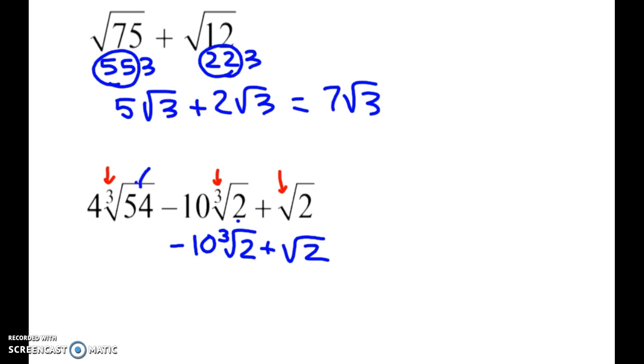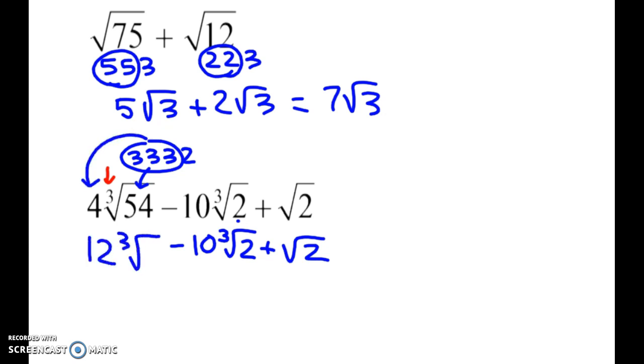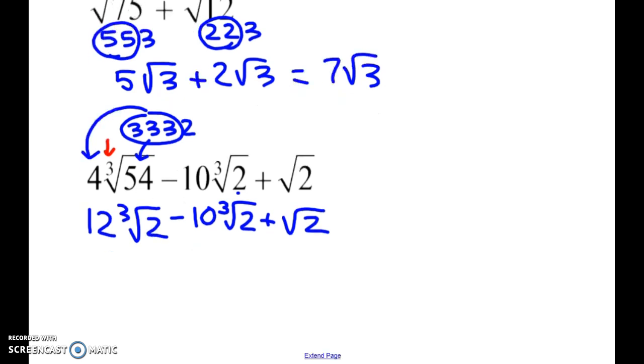The 54, if I break down 54, I get 3 times 3 times 3 times 2. And because we're talking cubed root, then I can go ahead and look for triplets. That 3 comes out. It gets multiplied by the 4 to give me 12 cubed root of 2. So I have 12 cubed root of 2 minus 10 cubed root of 2, which would be 2 cubed roots of 2, plus that square root of 2 that, again, didn't combine. So that would be my final answer.